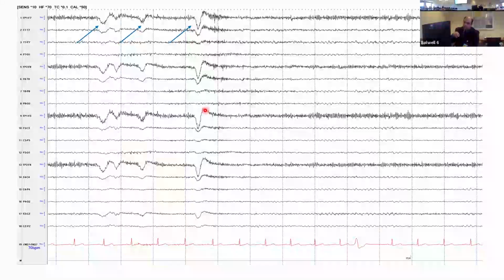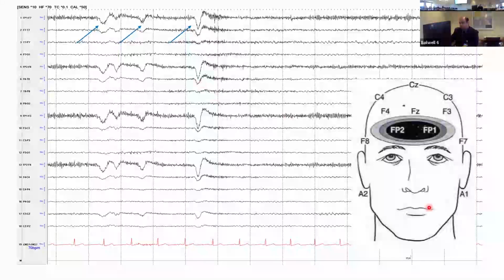So the human eye is electrically charged. It's actually an electrical dipole. Front is more positive than the back, and it creates this very characteristic artifact, which, as you can imagine, would be maximum at FP1 and FP2 electrodes because they're the closest to the eye, right? So it looks like this. The electrical field created in the eye blink artifact is maximum at FP1 and FP2. It looks like this big downward deflection in all the channels that are connected to FP1 and FP2. It's a very common source of artifact.